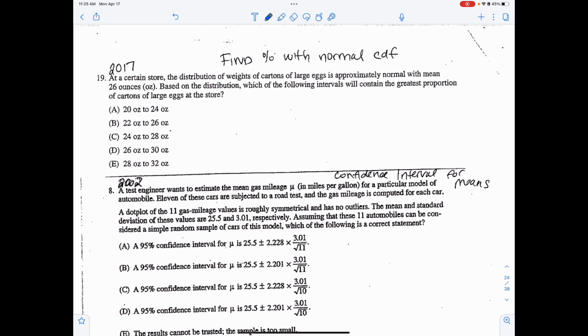At a certain store, the distribution of weights of cartons of large eggs is approximately normal with a mean of 26. Based on the distribution, which of the following intervals contains the greatest proportion of cartons of eggs at the store? So it didn't give me a standard deviation, but that's okay. It's saying a mean of 26. And so which one is going to be the biggest one? Since these are by twos, this is not necessarily a standard deviation, but I'm just going to treat it as if it is so you can see. The largest is 32, the smallest is 20. So this will contain most of what I'm trying to do, it looks like.